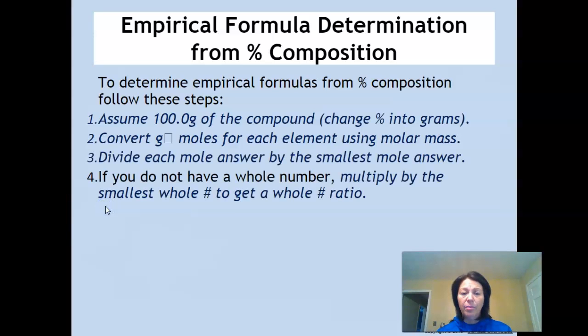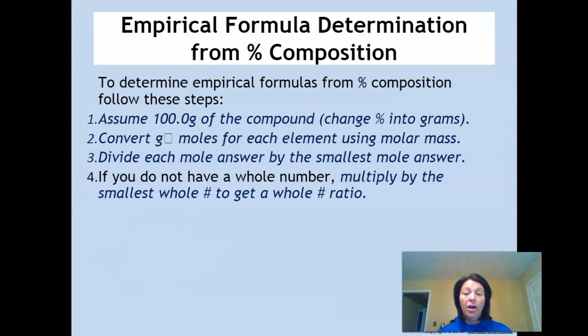Next, you're going to divide the mole answer by the smallest mole answer. Here's where it gets a little confusing from step 4 on. The smallest mole answer is easy. You know what is the smallest number, and you're just going to divide every answer that you get for converting the elements from grams to moles by that smallest mole answer. So the smallest amount that you get in an answer, you're going to divide the rest of those by that.